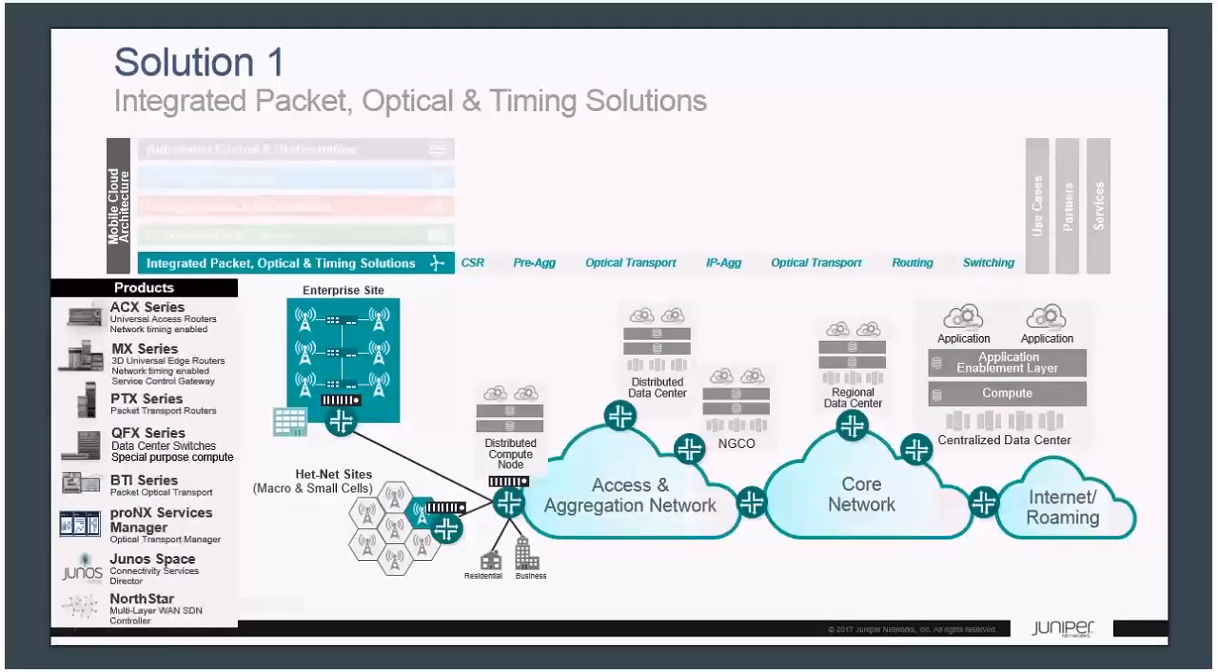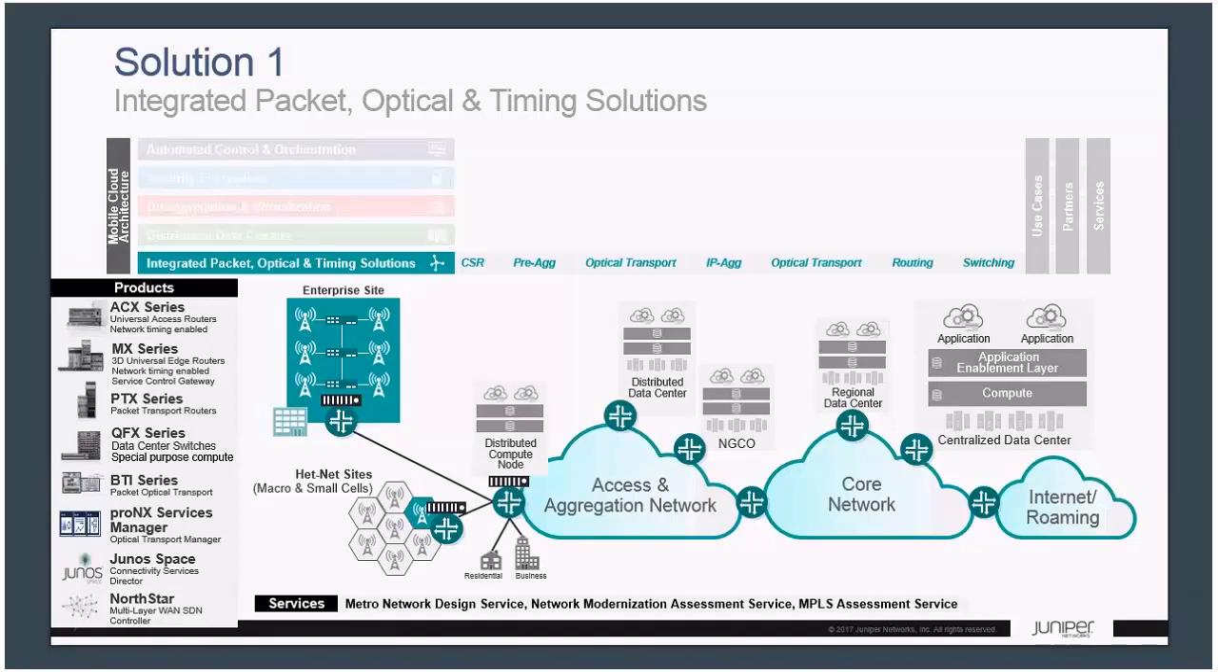So let's briefly touch upon the 5 solution areas that make up the Juniper Mobile Cloud Architecture. Let's start with the first one. We're calling Solution 1 Integrated Packet Optical and Timing Solutions. Here you can see in the diagram in blue background the areas that this solution area touches upon within the network. So you can see this area covers the enterprise site, the HetNet sites, the access and aggregation network, the core network, and the internet and roaming network.